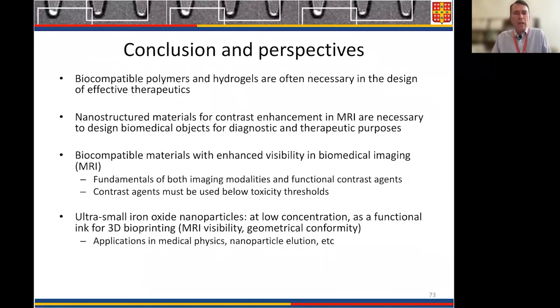So in conclusion, you have seen that biocompatible polymers and hydrogels are often necessary for a variety of applications and for the development of effective therapeutics, and in particular therapeutics that contain nanoparticles. Nanostructured materials for contrast enhancement in MRI are necessary to design biomedical objects for diagnostic and therapeutic purposes. We have seen that there are different strategies to improve the contrast and the signal in MRI of these different types of hydrogel-based materials. And we have developed ultra-small iron oxide particles that make the hydrogel more visible in MRI. And this product is also biocompatible.